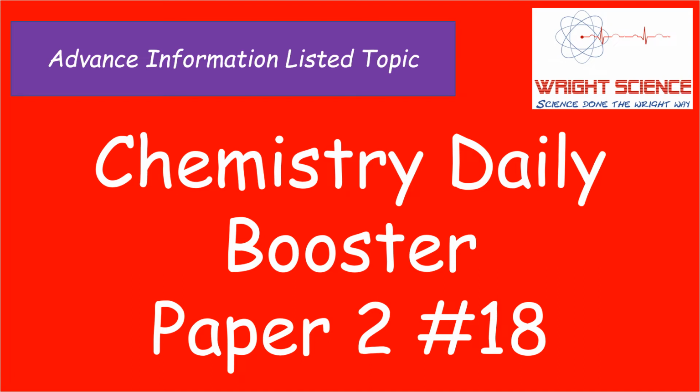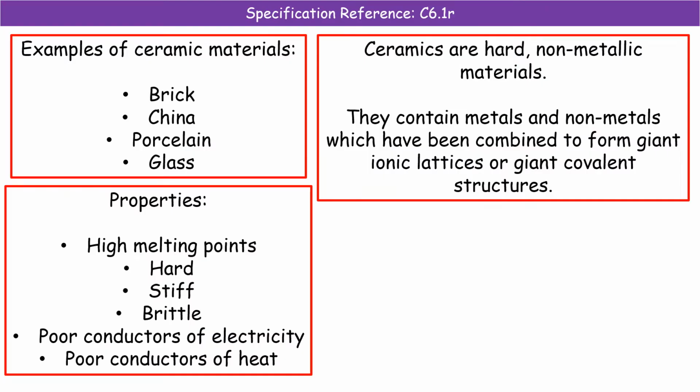This is number 18 in our Paper 2 series, and it is still advanced information listed for both Foundation Chemistry and Higher Tier Chemistry. What we're going to be looking at today are some different materials. So the first material we need to know about are these things called ceramics.